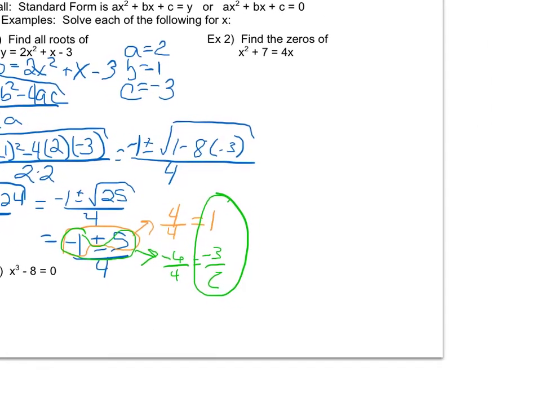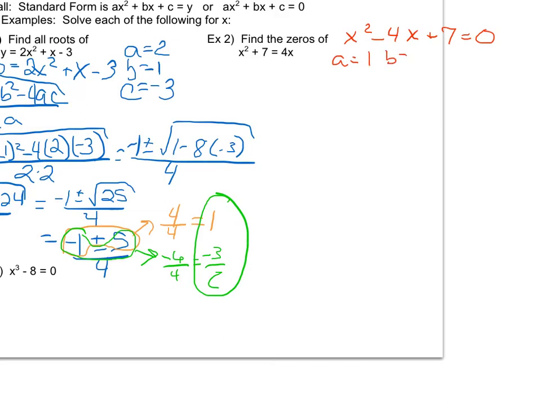So example 2 looks like, well, let's change it to standard form first. So changing it to standard form, I'm going to subtract 4x, and I'm going to get x squared minus 4x plus 7 equals 0. This looks like it's factorable, but if I try to find two numbers that multiply to be 7 and add to be -4, I cannot find any. So I'm going to have to go ahead and use my quadratic formula.